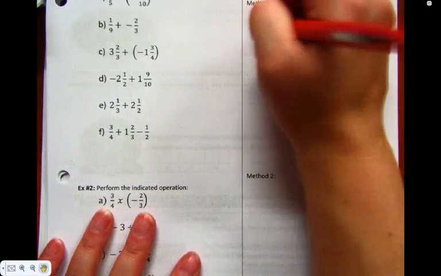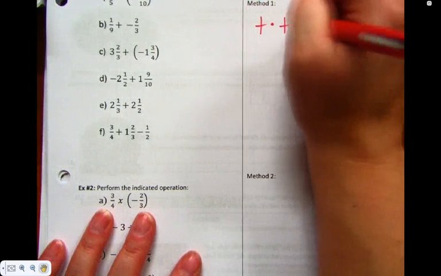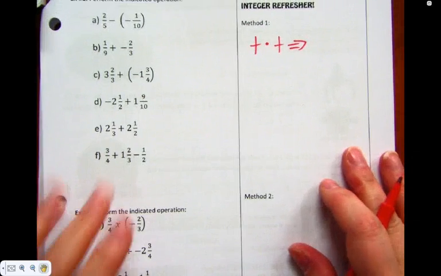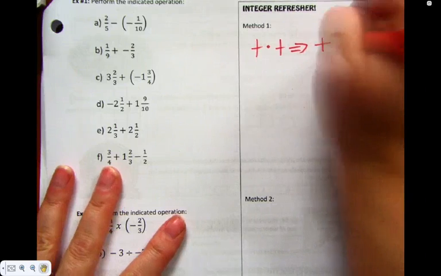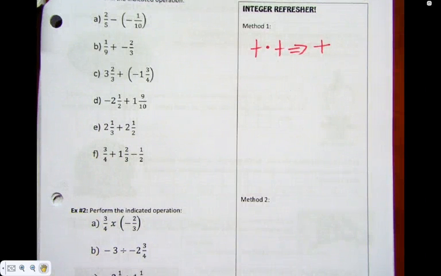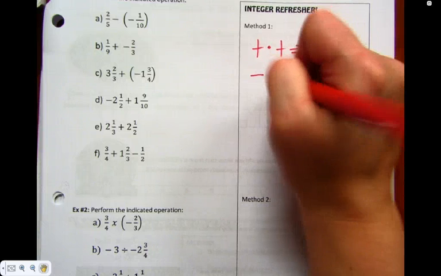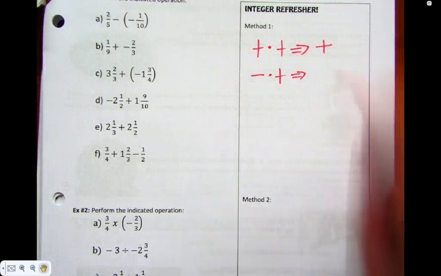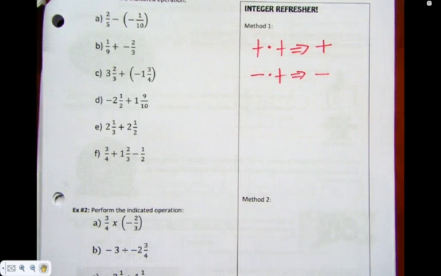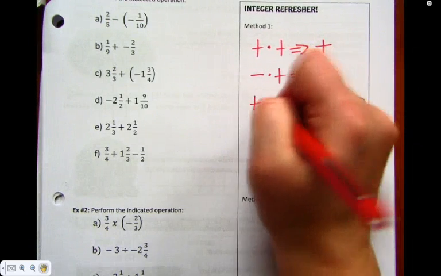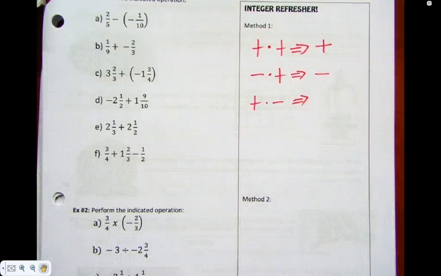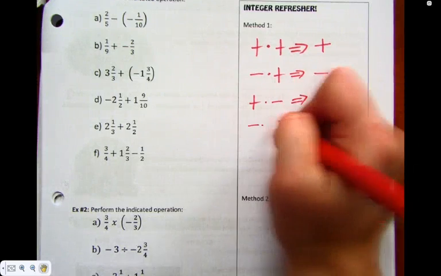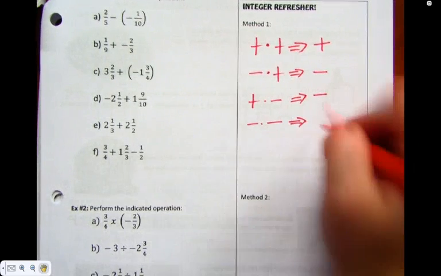What happens when you multiply a positive number by a positive number? So positive 3 times positive 4. It's positive. And what happens when you multiply a negative by a positive? So negative 3 times positive 4, negative. And what happens when it's reversed, when you have a positive times a negative? That's a negative. And the last one, negative times negative equals positive.